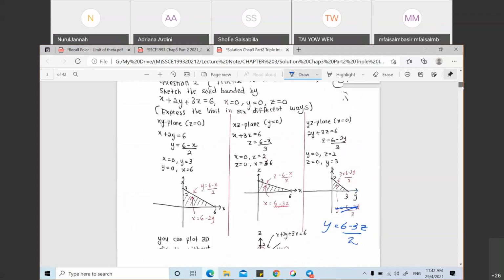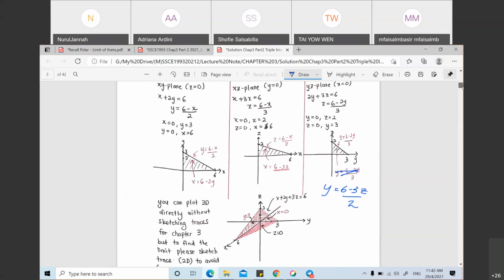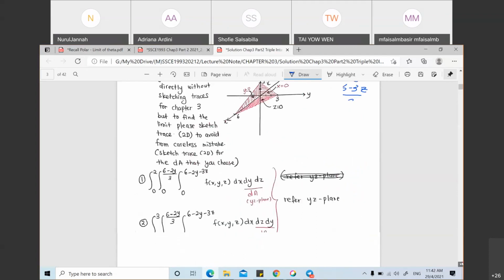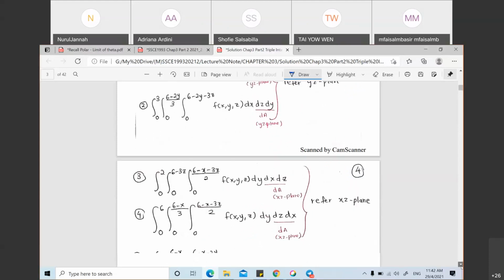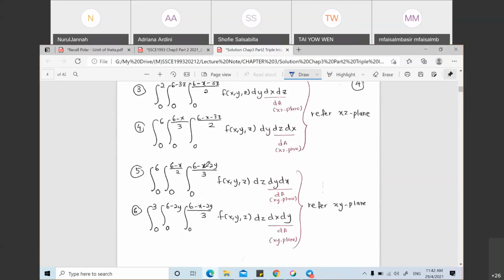From this equation, let's say I want to choose the XY plane. So your z should start from 0 until the above part. The above part is this. So your z should be (6 minus x minus 2y) over 3. Z should start from 0, so 0 to (6 minus x minus 2y) over 3. Okay, done. Your y, so they choose dy dx first.